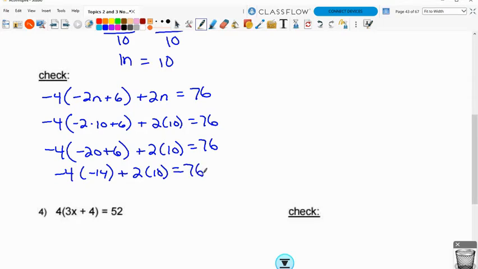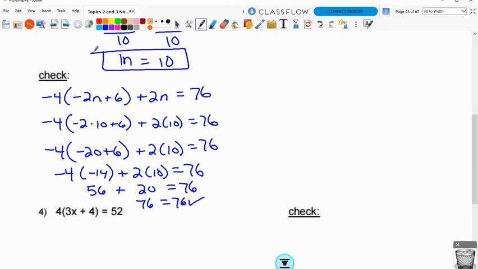Now I'm going to do my multiplication. Okay, -4 times -14 is +56. 2 times 10 is 20 equals 76. And now the last thing I have to do is 56 plus 20, which is 76. 76 equals 76, which checks. And so I know that n had a value of 10.